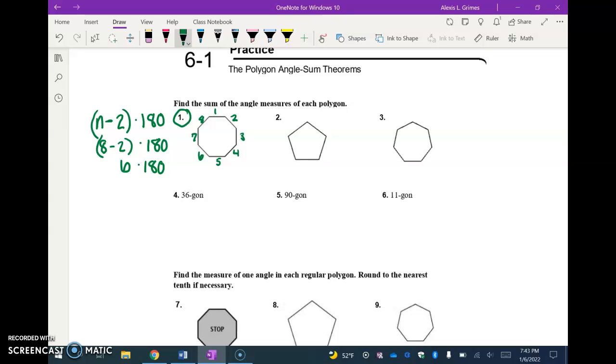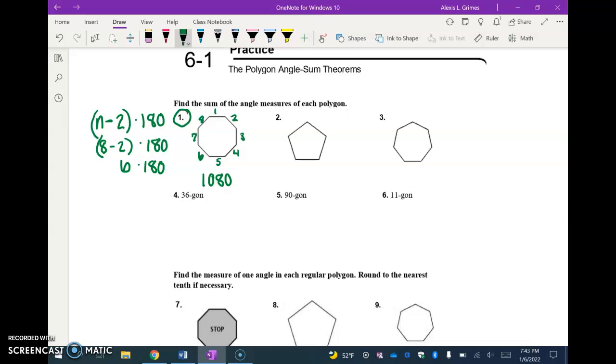We get 6 times 180. You should get 1,080. And that is how you solve all of those.